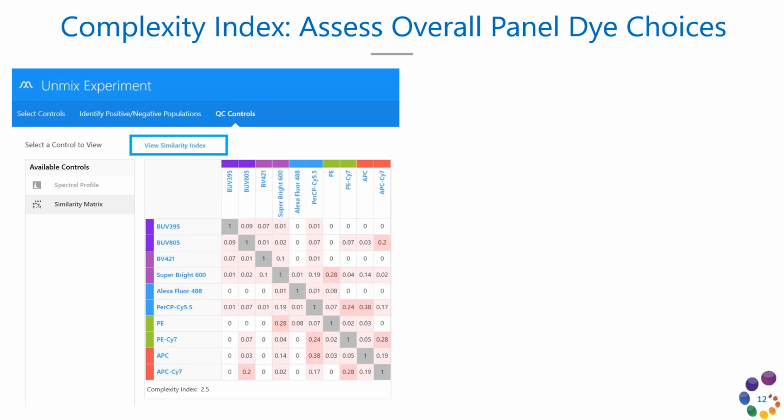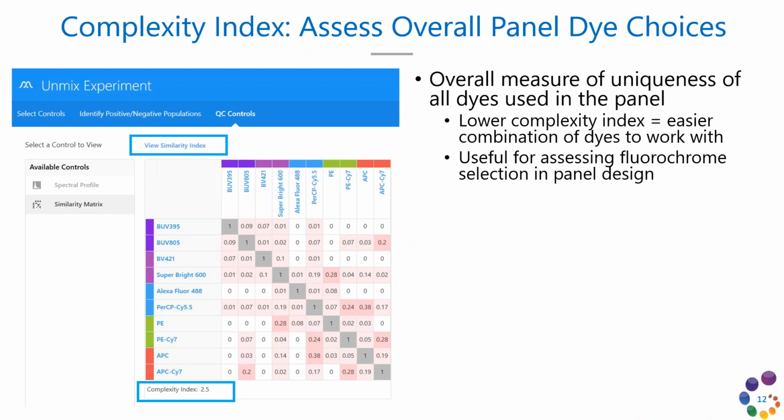Now the one thing you probably noticed is there's an additional index shown here, the complexity index. And this index is an overall measure of the uniqueness of all the dyes used together in your panel at an aggregate level. So the lower you can get this number, the easier the combination of dyes is going to be to work with in your panel. And this can be helpful when you're trying to choose fluorochromes to put with your different markers for your panel design.